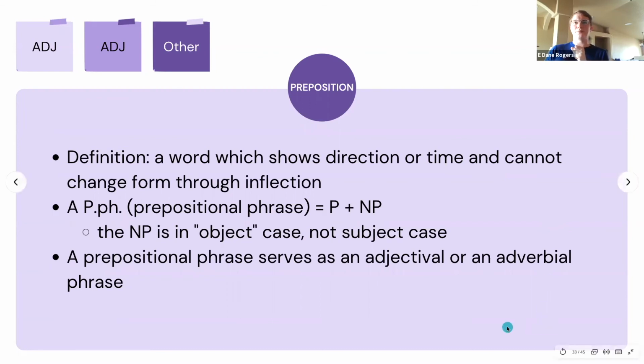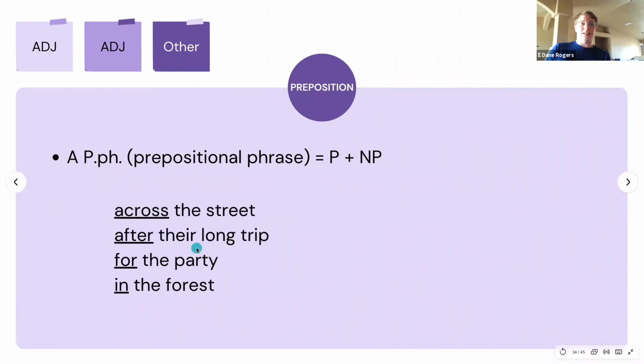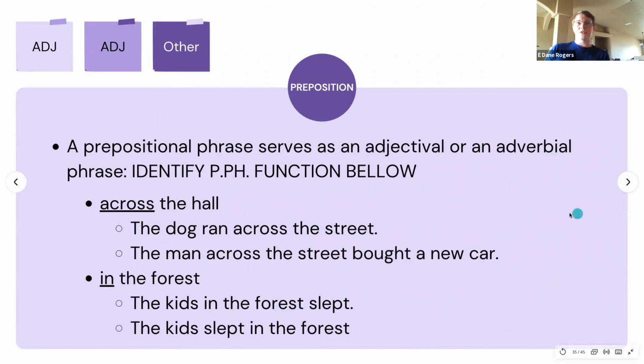So we're going to look at a couple sentences and see, is this prepositional phrase functioning as an adjective or functioning as an adverb? Do I put it together with the subject or do I put it together with the verb? All right, first couple prepositional phrases here. Across the street, across plus noun phrase. After their long trip, after plus noun phrase, etc., for the party. In the forest. So let's look at some sentences using these and pay attention to the placement of this noun phrase. Can you read example number 1 under across the hall?